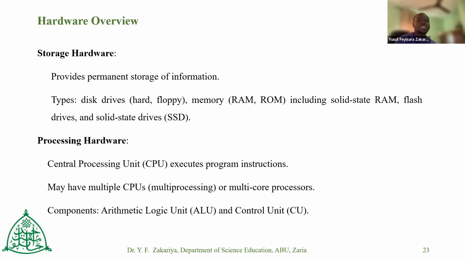And then we also have the processing hardware. Remember that a computer performs several operations, of which these are the basic ones. For the processing hardware, we have the CPU. We have mentioned the CPU before, and you may have multiple CPUs, multi-processing or multi-core processors. Some laptops now, when you buy them, have 4 cores, 5 cores. This is all about the processing. Then the arithmetic logic unit, the ALU, and the control unit are the components of the processing hardware.